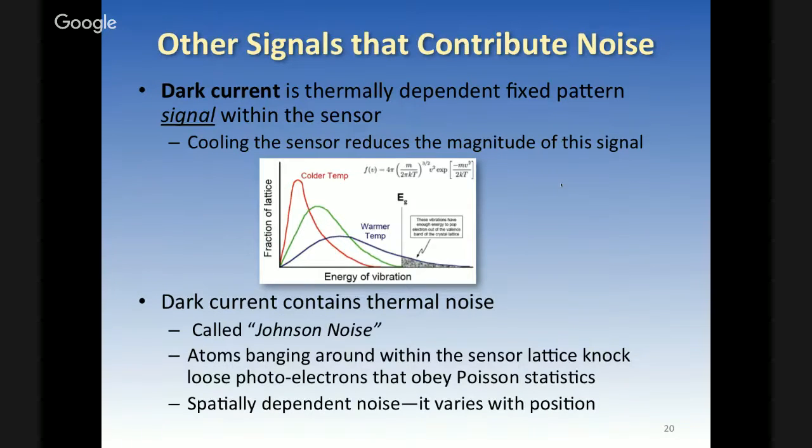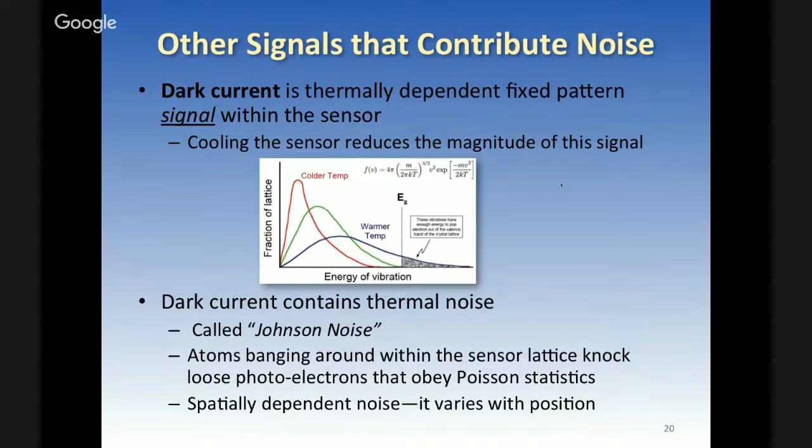It's called Johnson noise when you hear people talk about that. It's caused by atoms kind of banging around within the sensor lattice. They can knock loose photoelectrons that obey Poisson statistics and look just like they came from photons. It is spatially dependent noise because it varies with position depending on the sensor, not on the image itself. So dark current is spatially dependent, not heavily, but you do see structure to it.